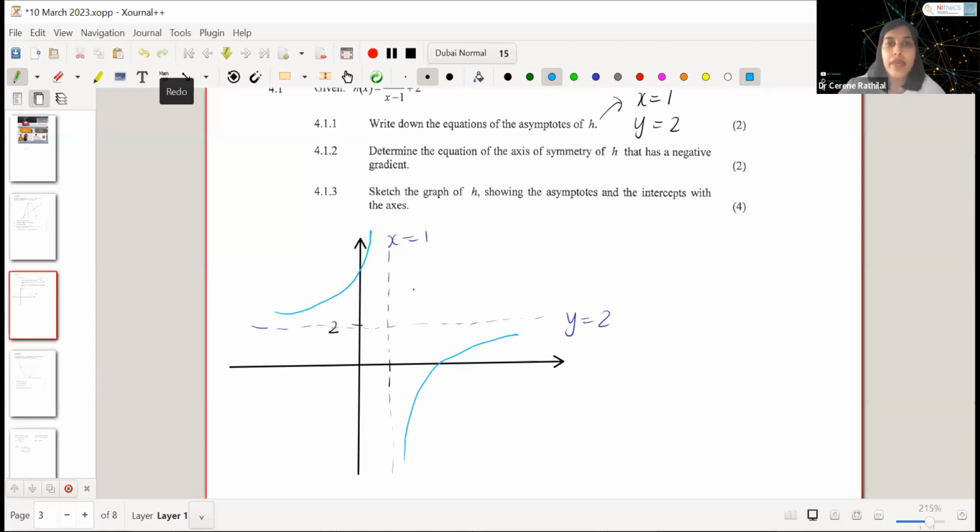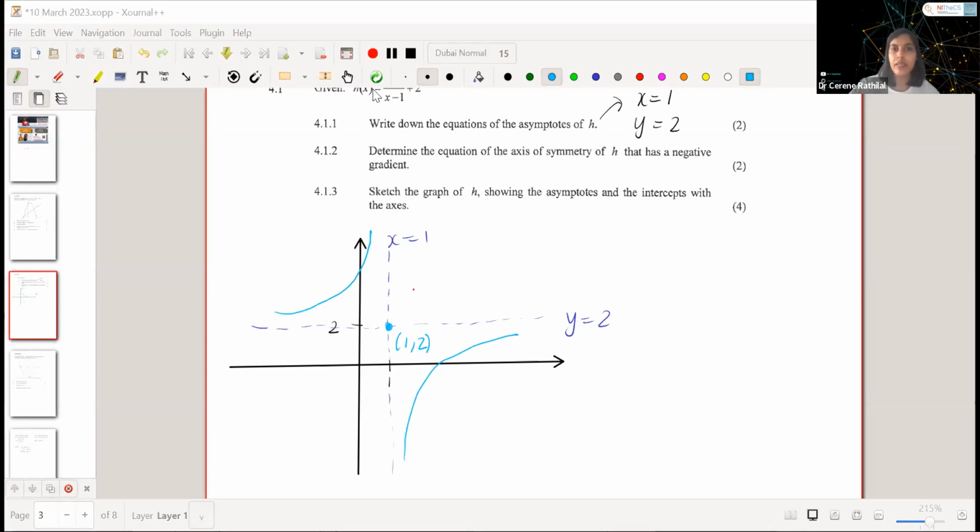Right, so I want the equation of the axis of symmetry of H that has a negative gradient. So the axis of symmetry needs to pass through this point. It needs to pass through the point x given by 1 and y given by 2. Do you agree with that? It must pass through that point.